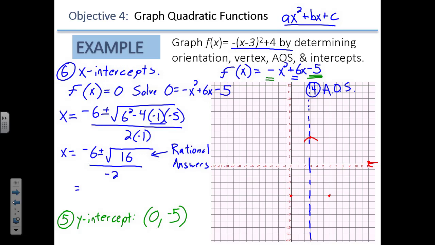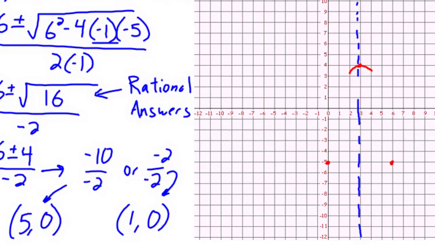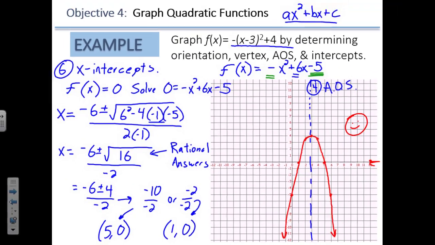So a bit further with that, negative 6 plus or minus 4 over negative 2, which becomes negative 10 over negative 2, or negative 2 over negative 2. Simplify each of those, and we get x-intercepts of 5 when y is 0, and the other one is 1 when y is 0. And we can plot those. Those are right about where we'd expect them to be. We can kind of see where this parabola is going to have to crash through our x-axis. And it's right about where we would have expected. And so we found all the intercepts. We are done with this example as well.